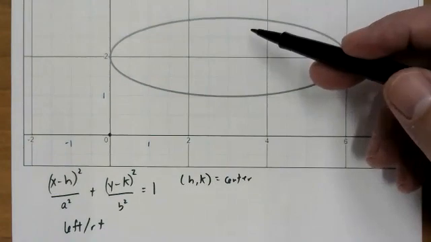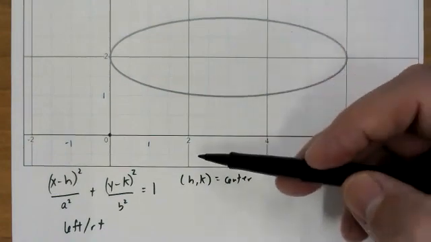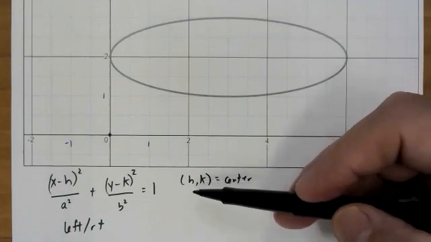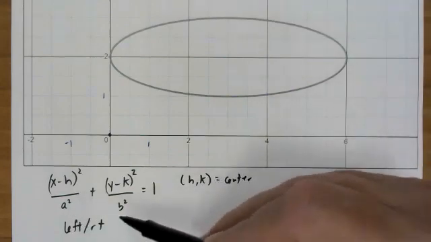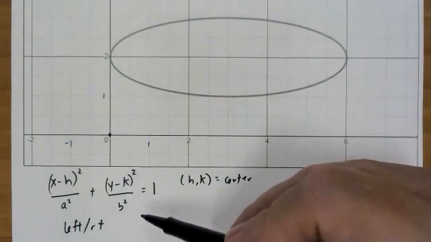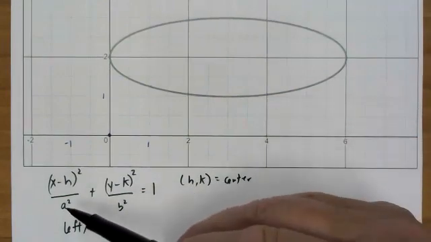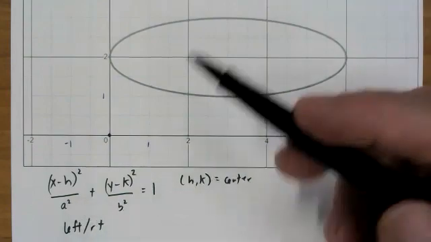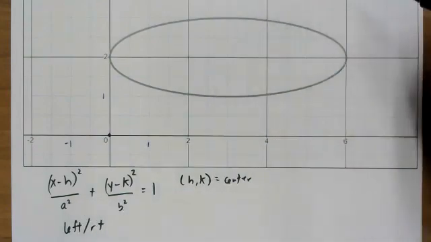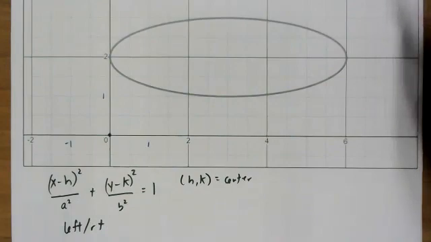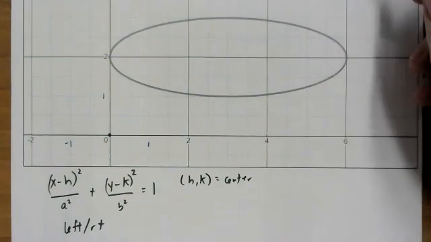So let's go look at this graph and figure out what the center is. And then we should also be able to determine a and b from this graph. So the three things we need to determine are the center, this distance a, and this distance b. We should be able to look at this graph and figure those three things out. So you just have to be very careful with this.